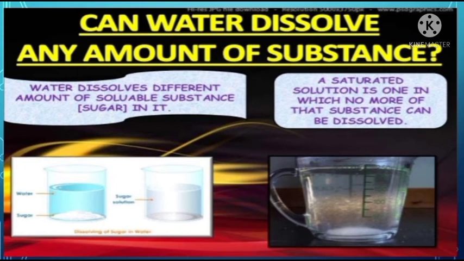Similarly for sugar. 4 teaspoons of sugar dissolve in 100 gram of water at 25 degrees Celsius. 25 degrees Celsius means room temperature, about 298 Kelvin. So a particular amount of substance only dissolves in a particular amount of solvent. Such a solution is called a saturated solution. More than that limit means the solvent cannot dissolve that substance. So this is called a saturated solution.